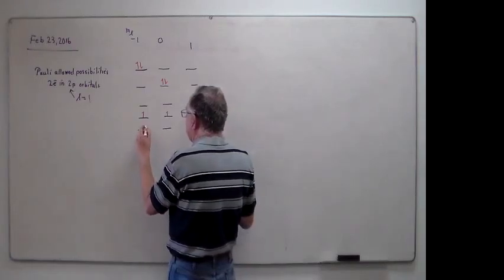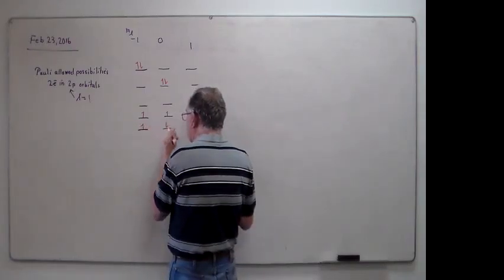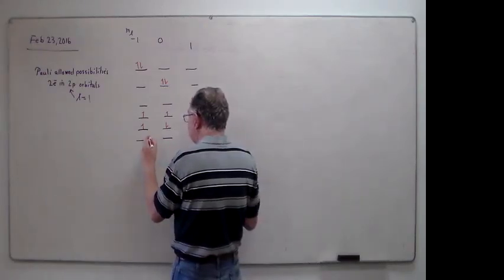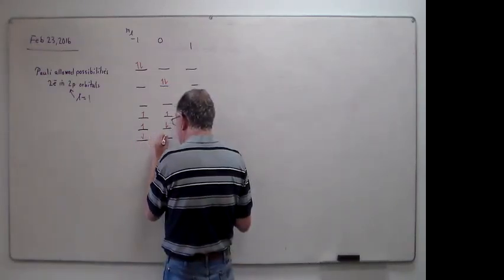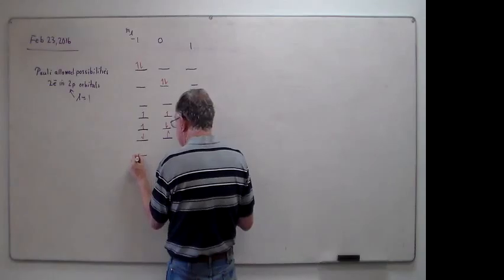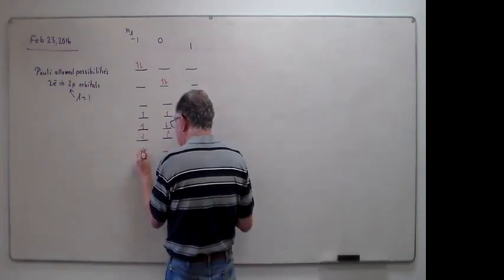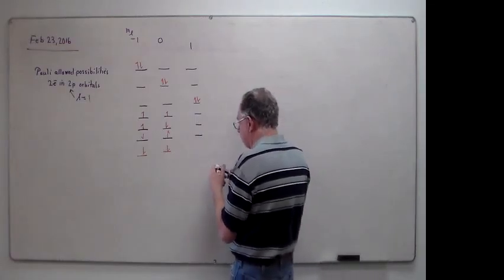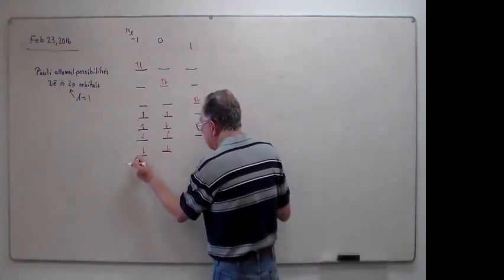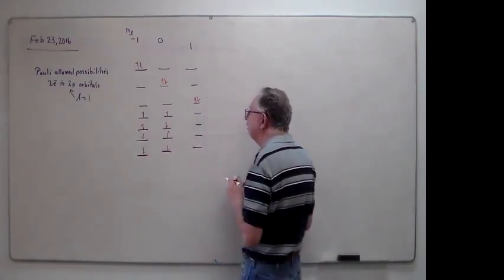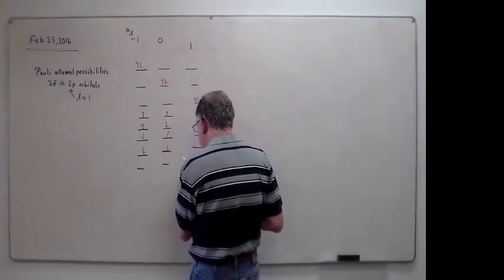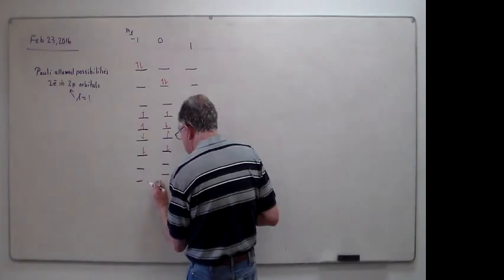So let's do up, up, up, down. Down, up, and down, down. You see there's 4 different choices that I can make there. And I can do it again, can't I? 1, 2, I'll do 4 more.